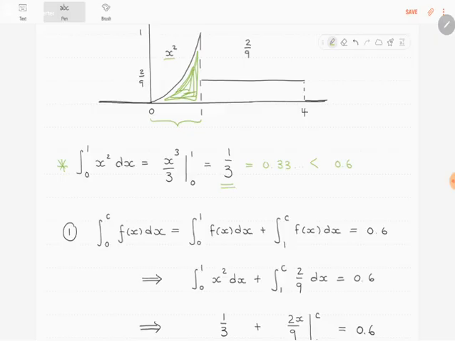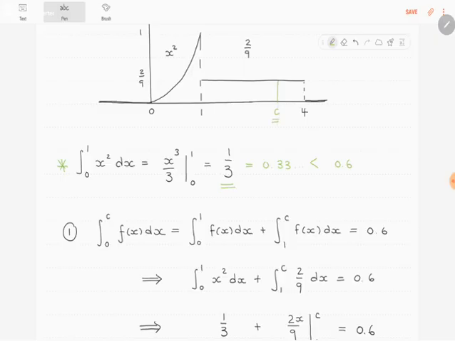Because if c is between 0 and 1, then the probability to the left of c is always going to be 0.3 or lower. Okay, so we know that it's definitely in the second region. So I'm going to indicate that. So let's say c is over here. Okay, so now the question is, what is c?